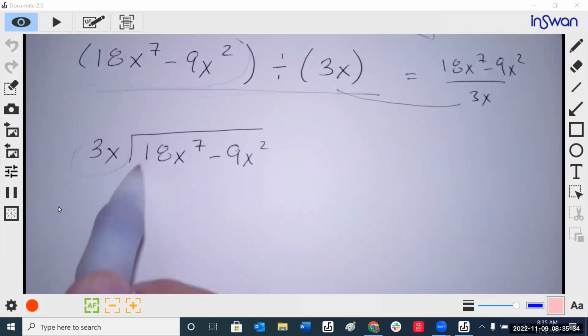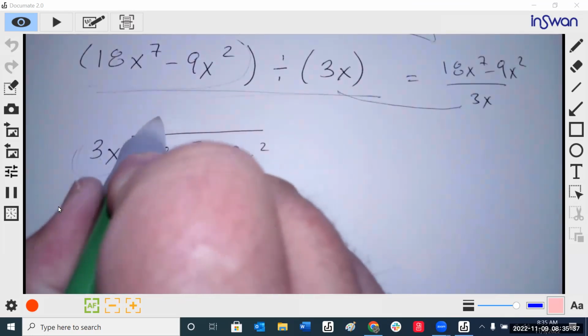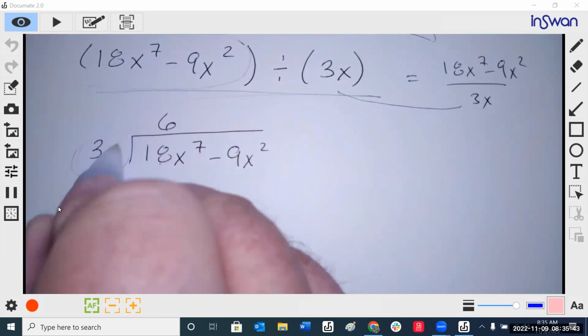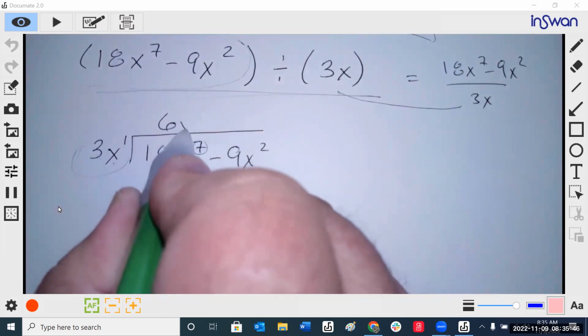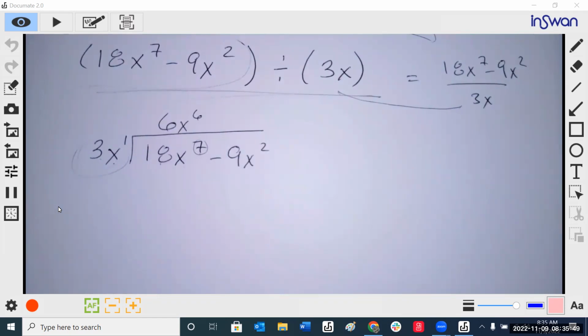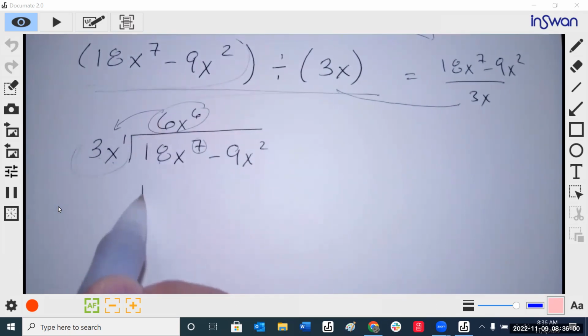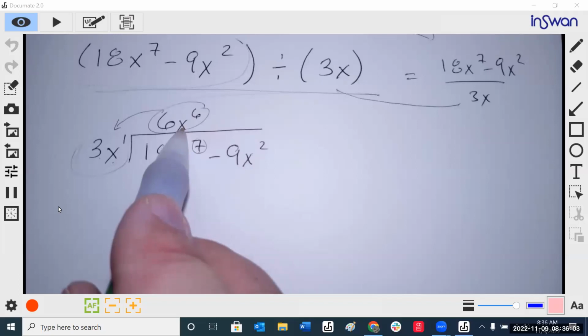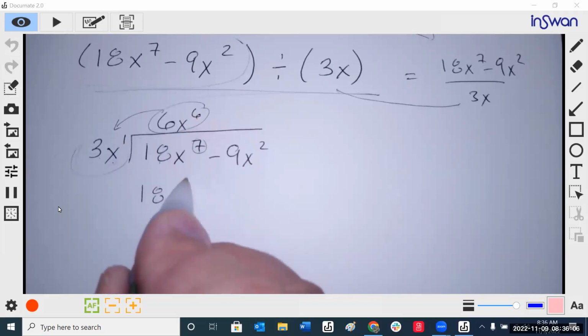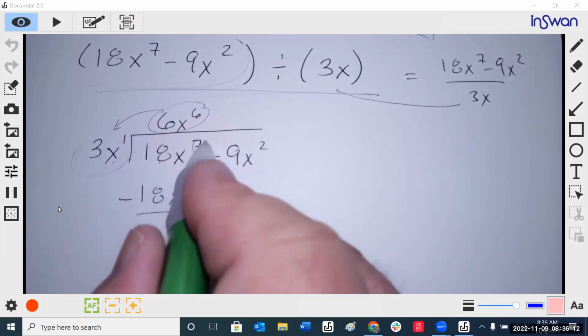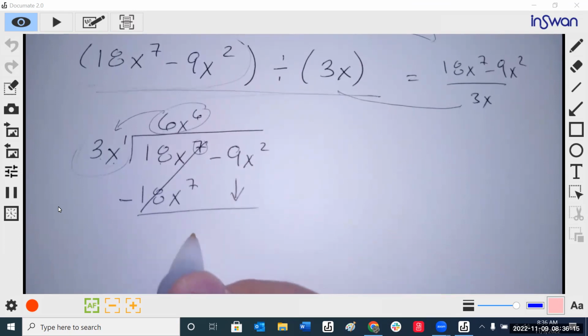All right, so what goes here? So what times 3 gives me 18? What times x gives me x to the 7? How many do we have here? How many more do we need? So it's x to the 6. So we take this number and multiply it to what's there. 6 times 3 is 18. 6x to the 6 times x to the 1st gives you x to the 7th. Remember, add the exponents, subtract them, and bring down whatever you have left.